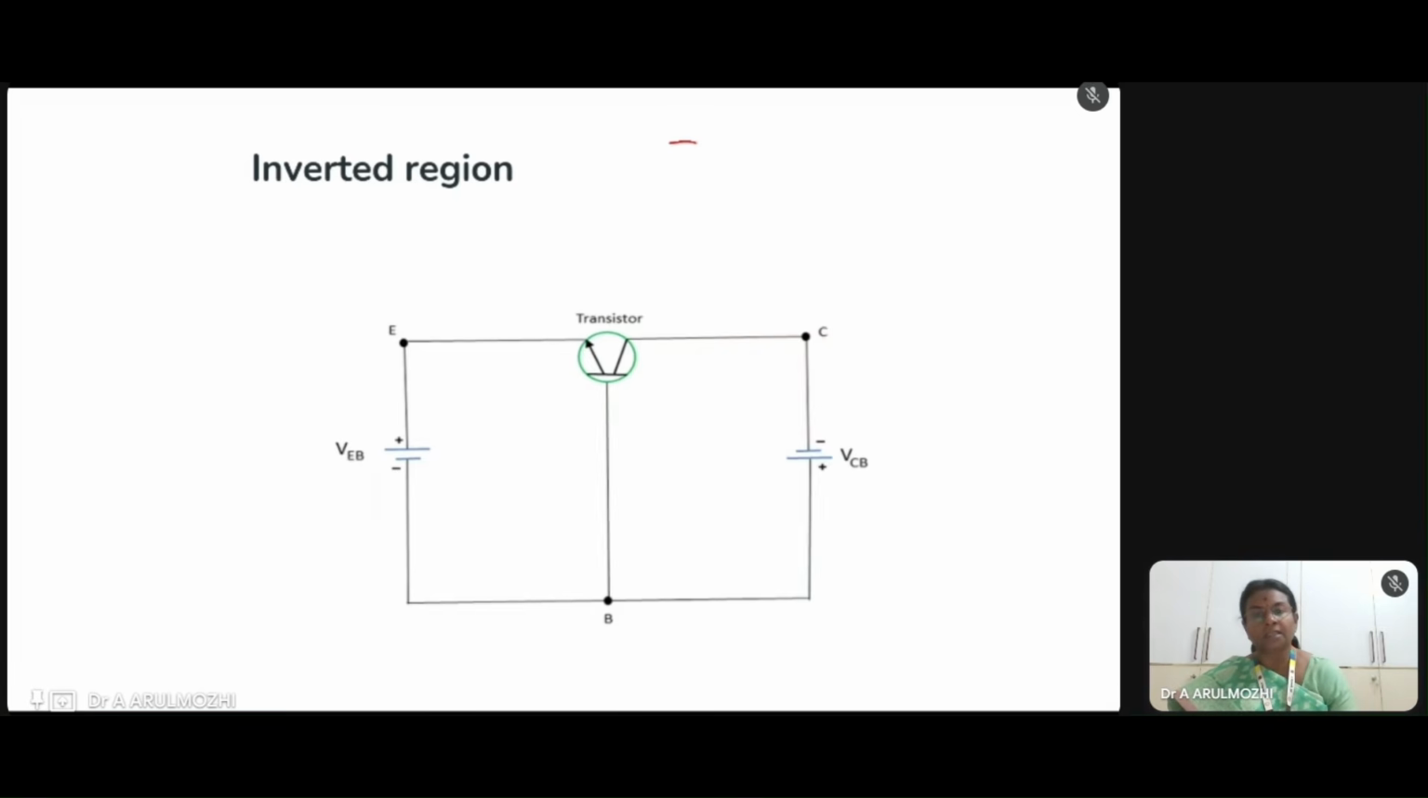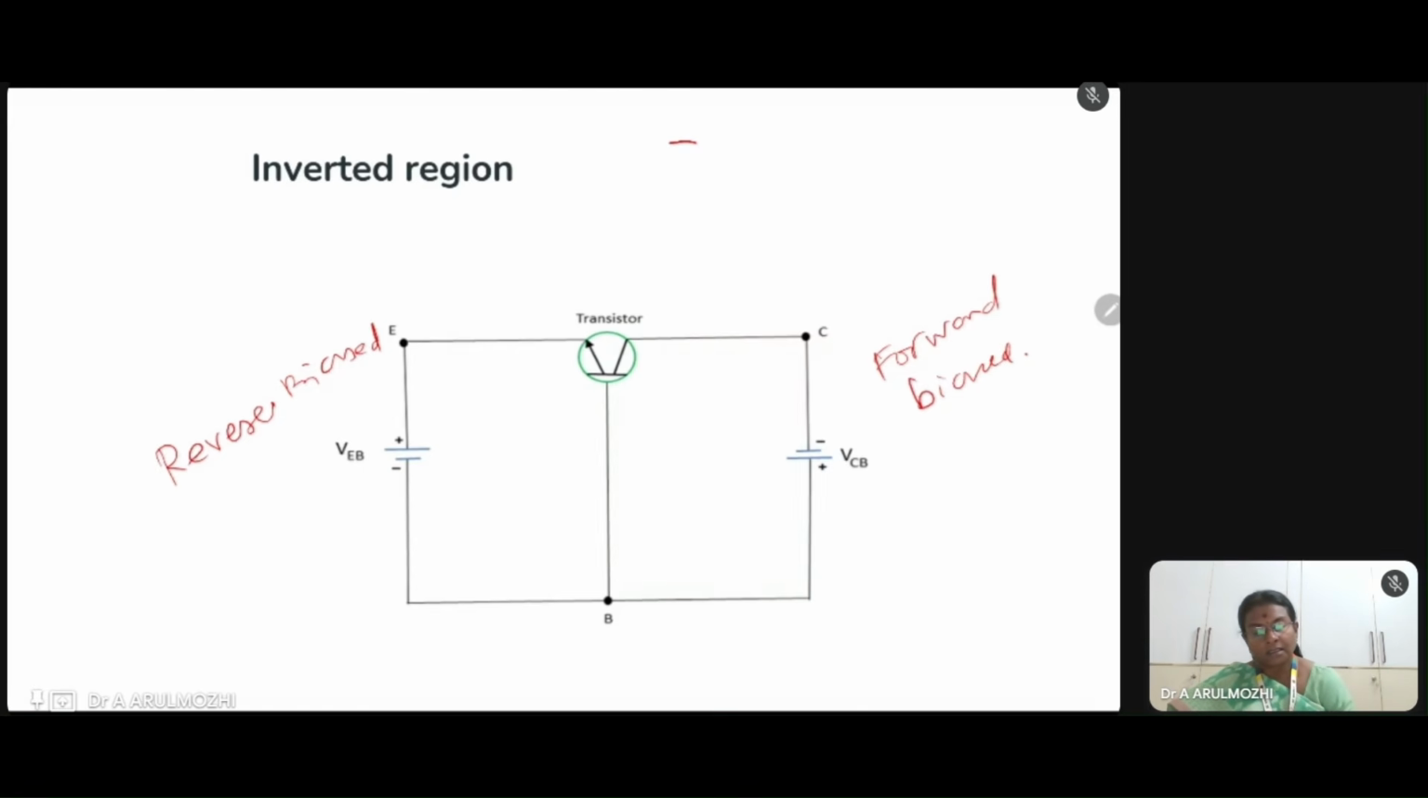Next one is our inverted region. In the case of inverted region, the emitter base junction is reverse biased, whereas the collector base junction is forward biased.